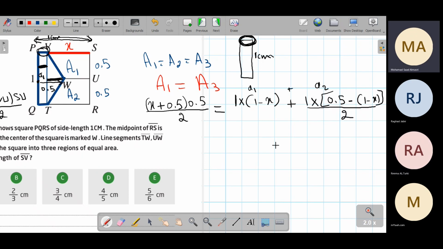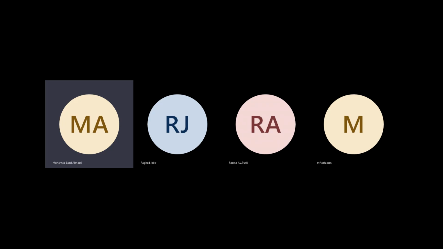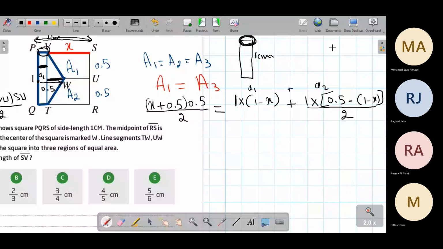Now I created one equation with one unknown. Let me see who is with us now: only Rima, Yahya, and Raghad. If I solve this equation, I will find the value of x, which is SV. Let's try to solve this part.